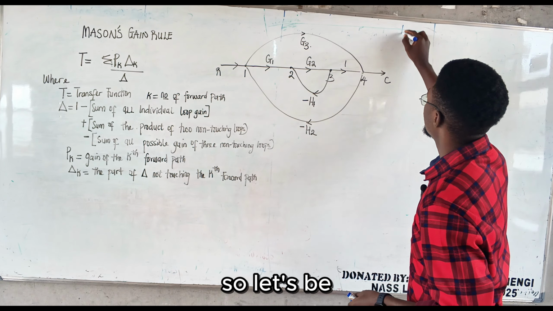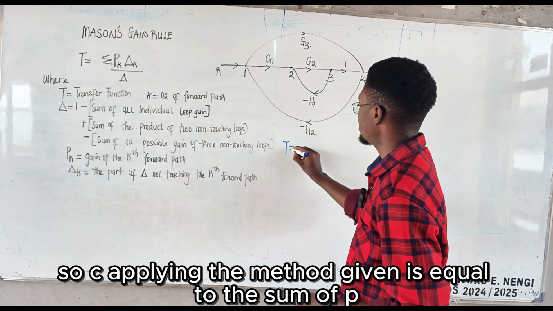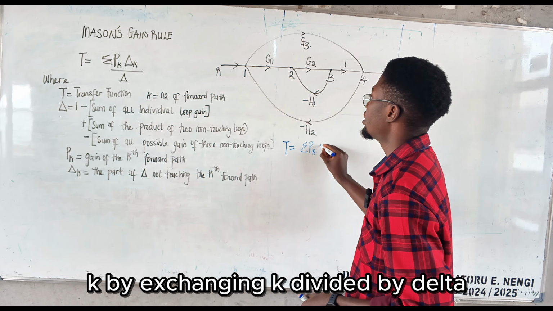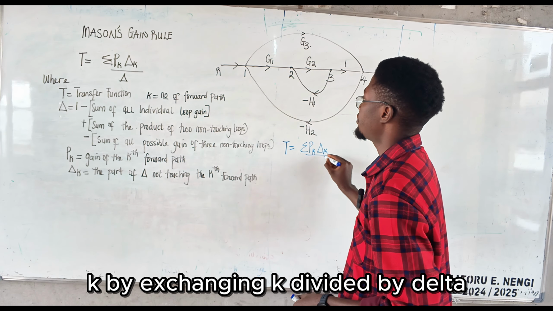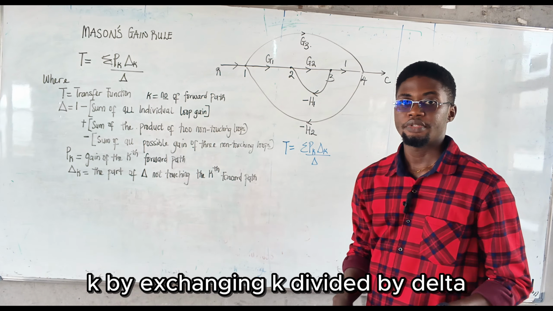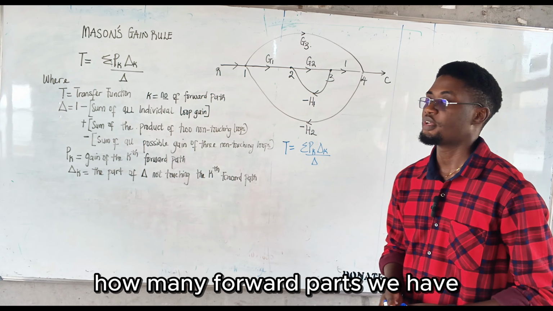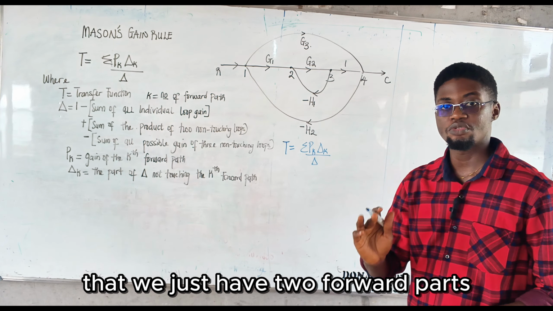So applying Mason's gain, the transfer function is equal to the sum of Pk times delta k divided by delta. So you ask yourself, the first thing you need to do is identify how many forward paths we have. We've already established that we just have two forward paths.